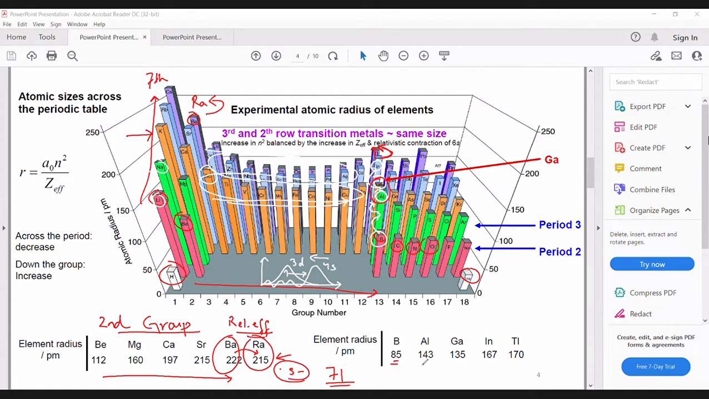So let's go through this data here again. This is boron, aluminium. It's the third group, right? So what exactly is happening here? It's the third group, and as you go down the group, the atomic radius is increasing. 85 to 143, 135. So that one again, we have already spotted it before, but now we have the actual data. We can discuss it quantitatively, why it is decreasing.